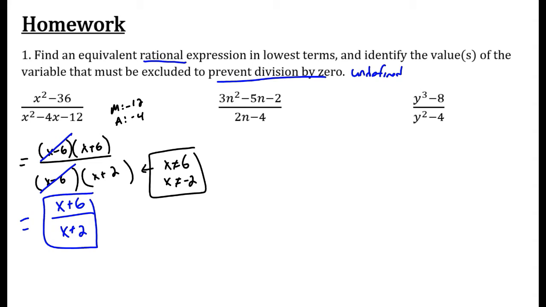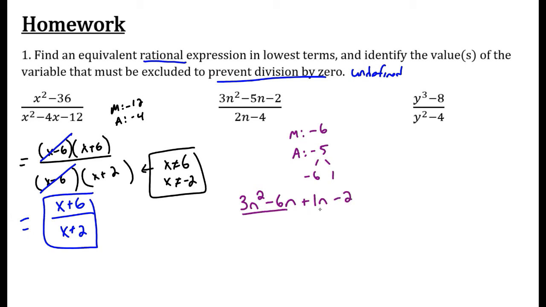The second one here, 3n squared minus 5n minus 2 over 2n minus 4. To factor that numerator, it looks like we're going to have to use the AC method. So what multiplies to negative 6, 3 times negative 2, that adds to negative 5? Let's see here. Negative 6 and positive 1 work. They add to negative 5. So we're going to split the middle term: 3n squared minus 6n plus 1n minus 2, because that middle term adds to negative 5.